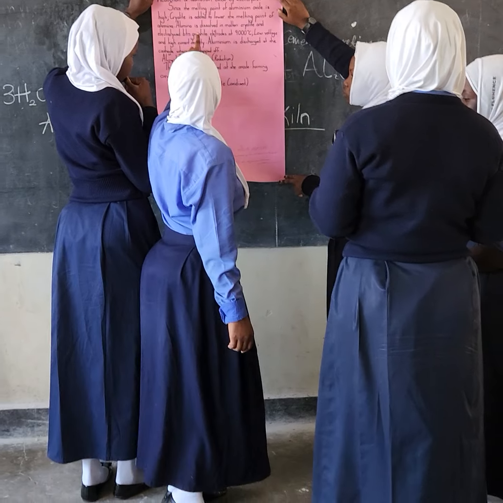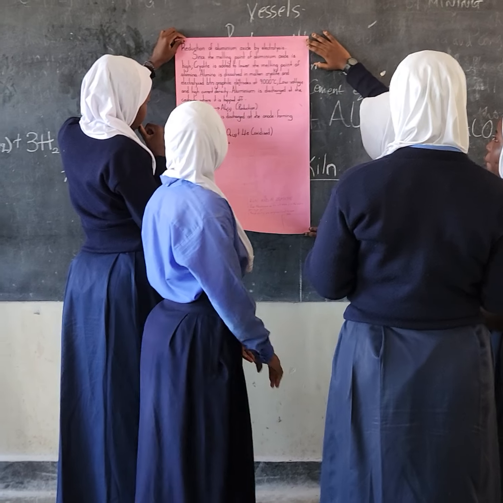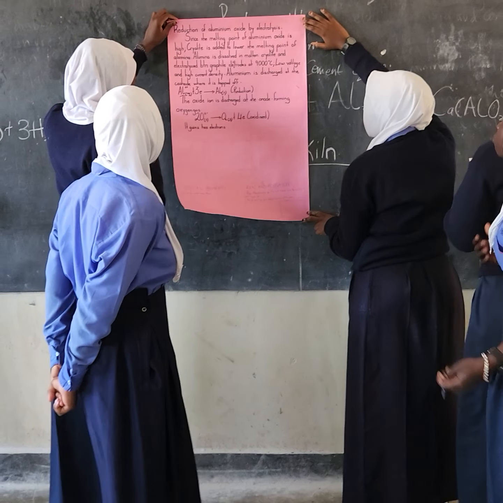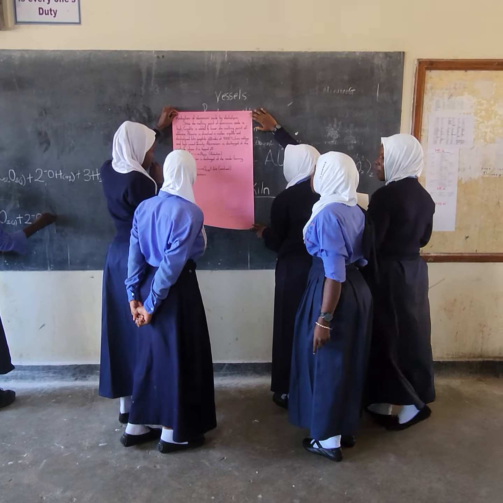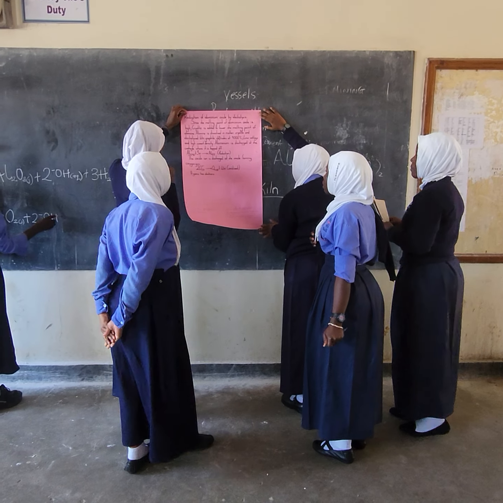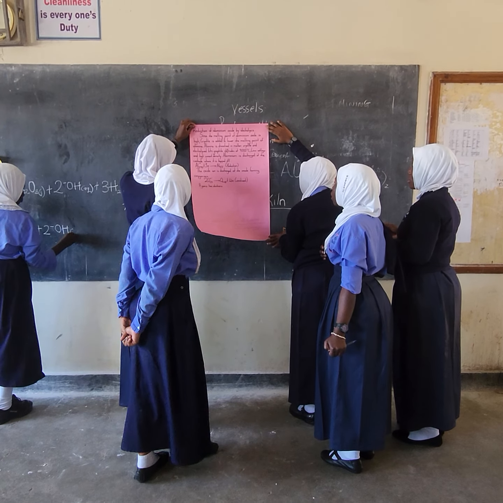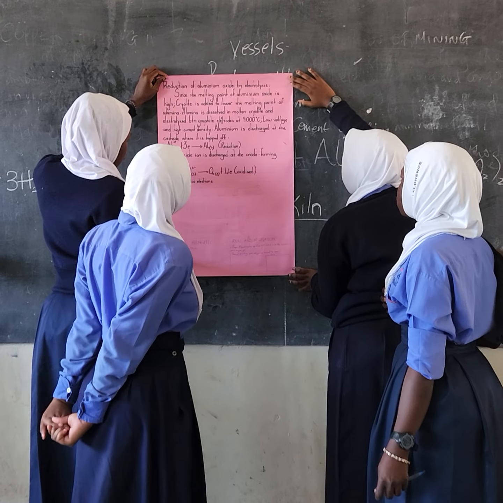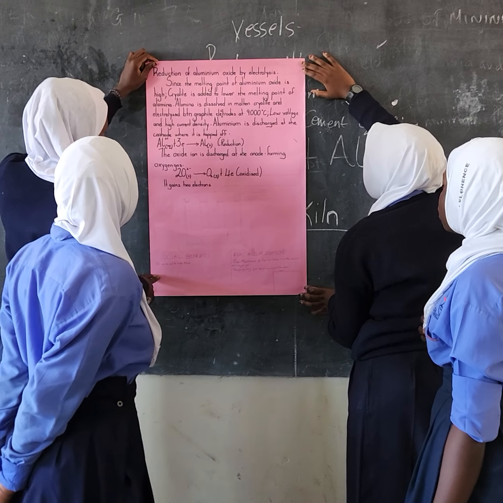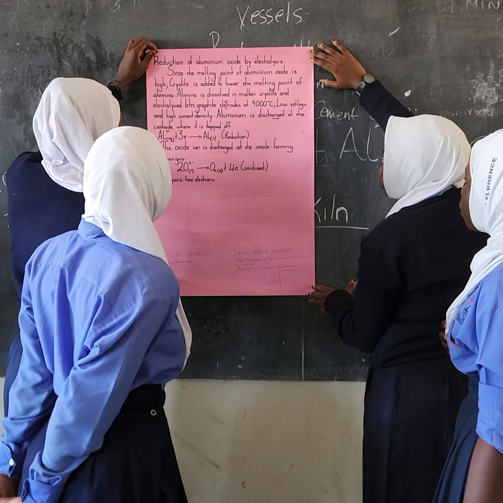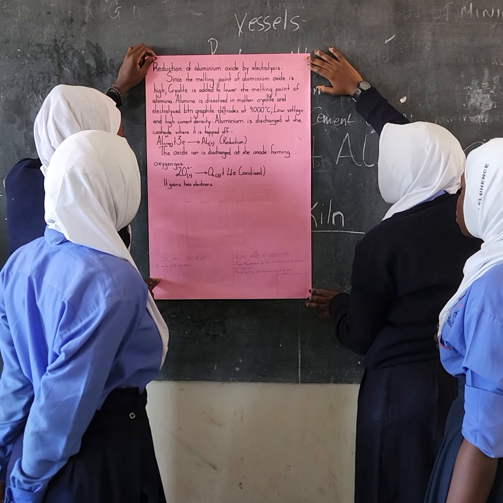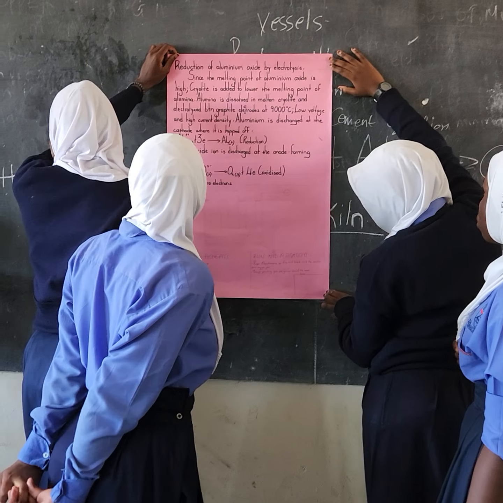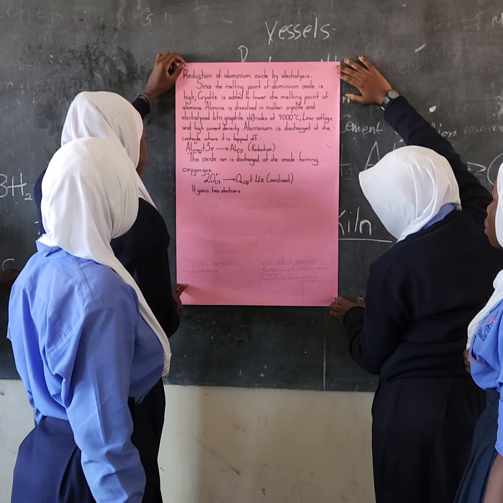We are having the reduction of aluminum oxide by electrolysis. Since the melting point of aluminum oxide is high, cryolite is added to lower the melting point of alumina. Alumina is dissolved in molten cryolite and electrolyzed between graphite electrodes at 900 degrees Celsius, with low voltage and high current density.